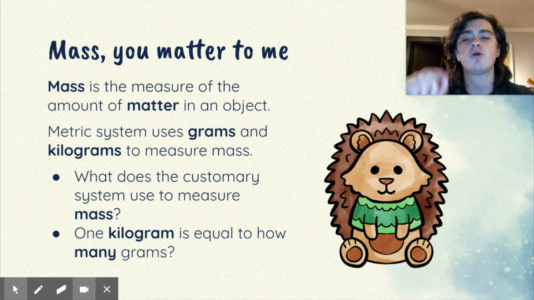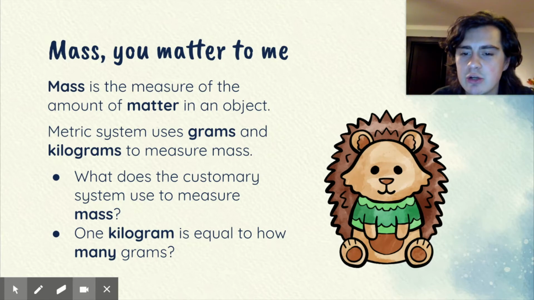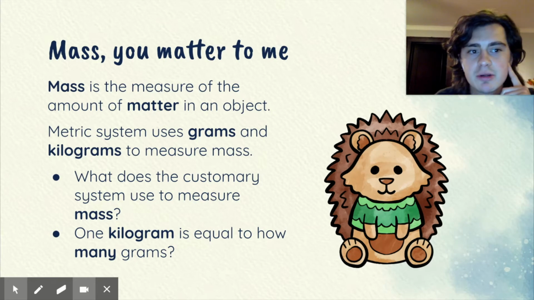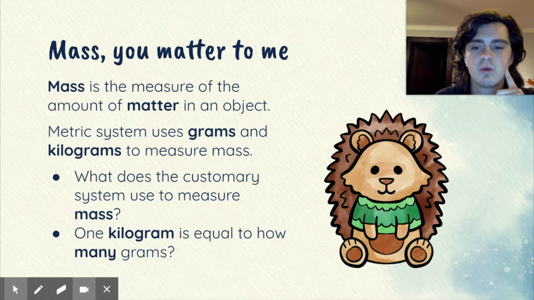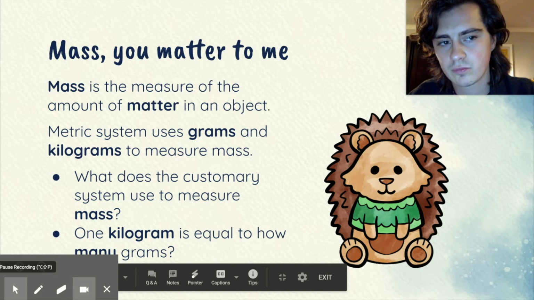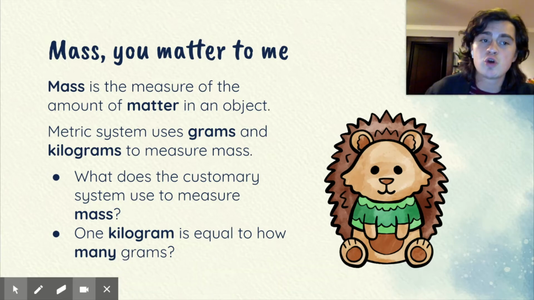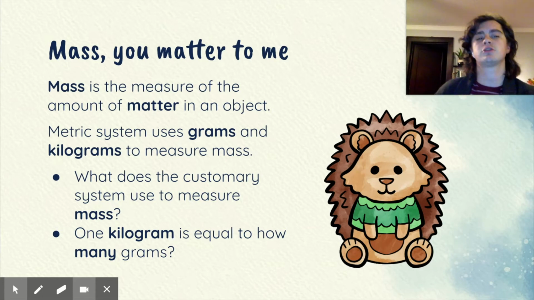Now that you've answered that question, 1 kilogram is equal to how many grams? We already said this, but I want to make sure we really know. So pause here and say, 1 kilogram is equal to how many grams? So 1 kilogram equals 1,000 grams.